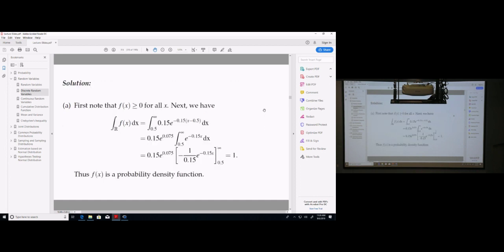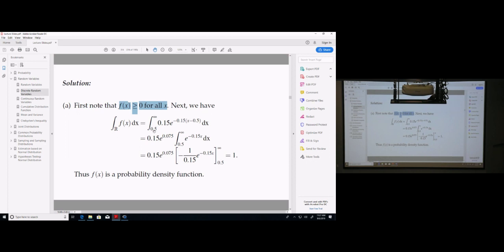Okay, so this is just basically this. The first thing is we want to verify that this is a probability density function. The first thing is this sentence is needed. Even though it might be obvious, in an exam this is one of the things we are looking for. It has to be non-negative.